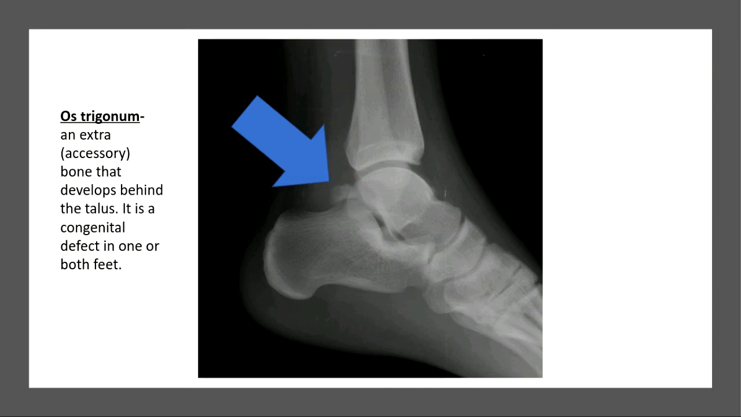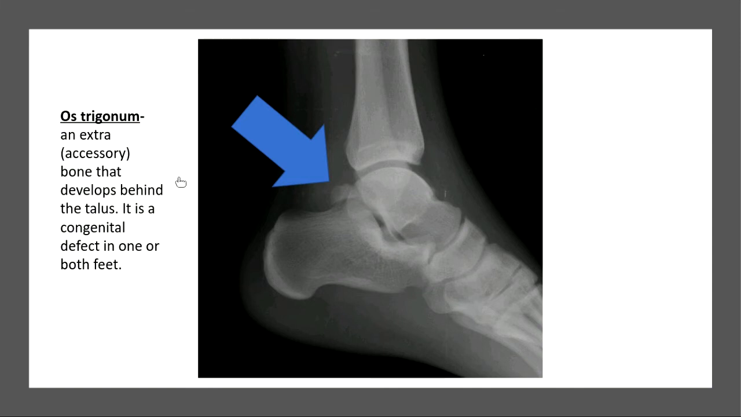When it does show, sometimes techs will think something's wrong, that it's a fracture, and sometimes they'll do additional imaging on that. But this is actually called an os trigonum, which is an extra or accessory bone that develops behind the talus, and it's a congenital defect. If it's a congenital defect, it means the patient is typically born with it. It's there from birth. It's not usually noticed until there's an injury or imaging required of that area, but this is an accessory bone that develops in either one or both feet.